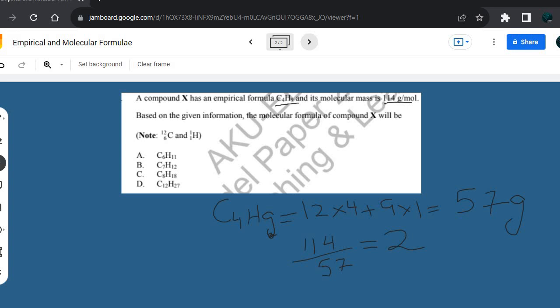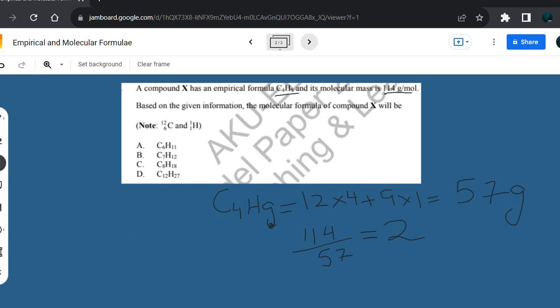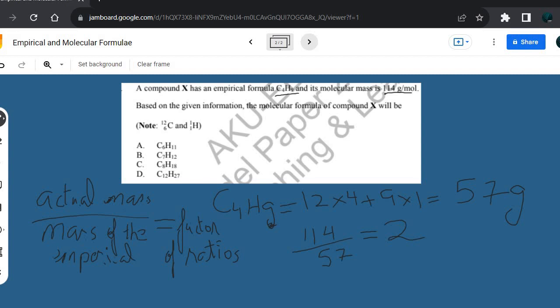So we know that the difference in ratio is by the factor of 2. Once we divide the actual mass by the mass of the empirical formula, we then know the factor of the ratios. So in this case, we knew that it is 2.